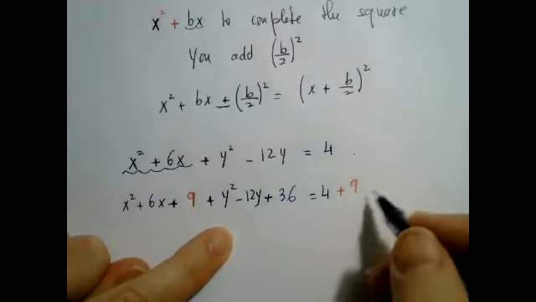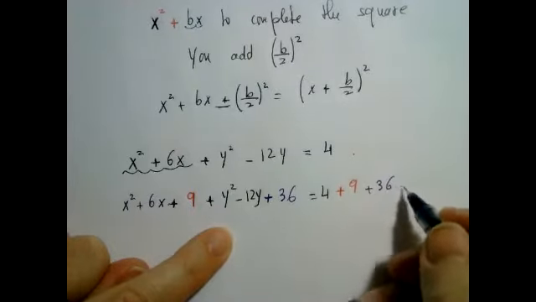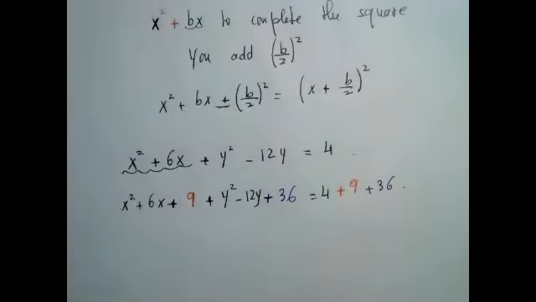I add 36 here, and I add 36 to the other side. That's how we complete the square. A lot of you are messing it up, which is fine. That's why I quiz you, so I see what your mistakes are.